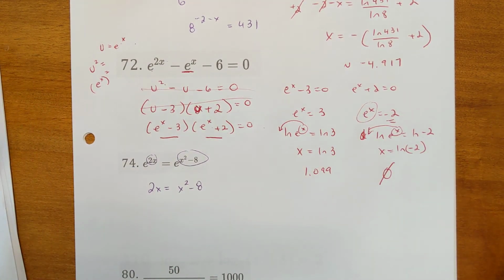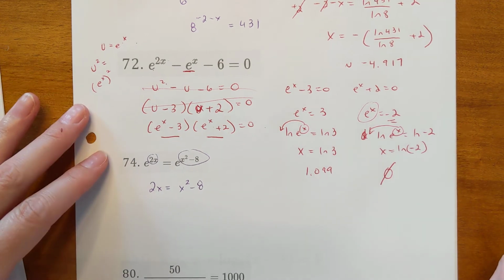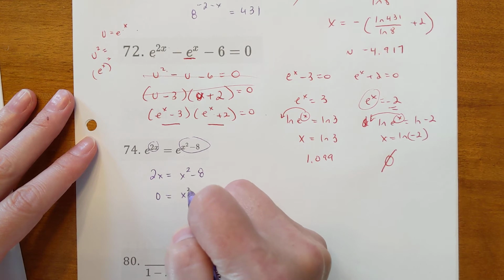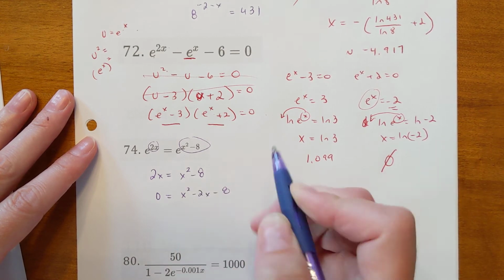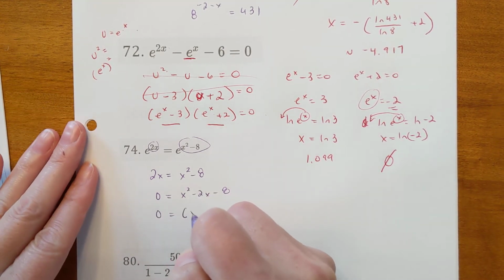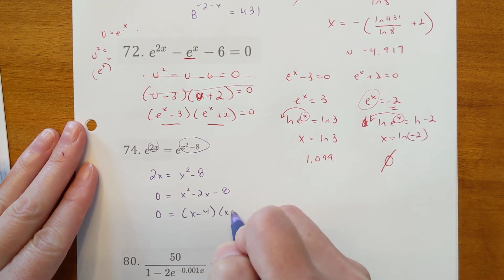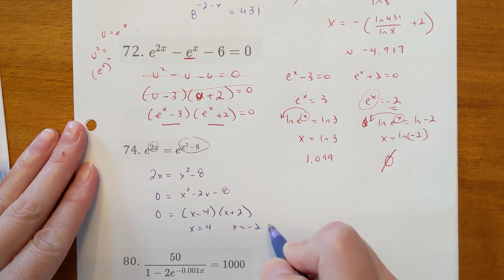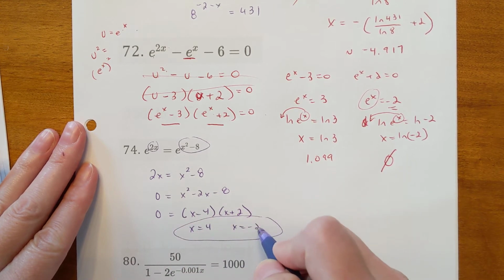We've got another quadratic equation again. So remember, you need to solve it for 0. So I'm going to move the 2x over. So 0 equals x squared minus 2x minus 8. Factor it. So we get two answers, 4 and negative 2. And the negative 2 can be an answer.